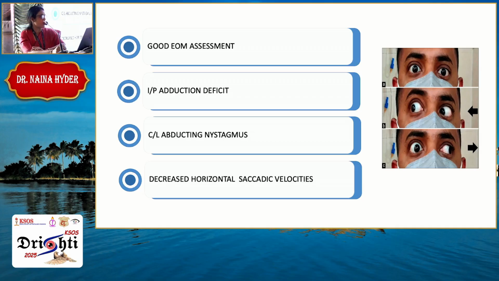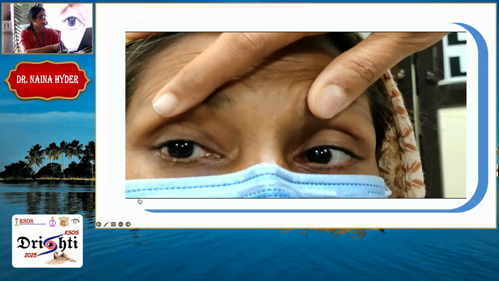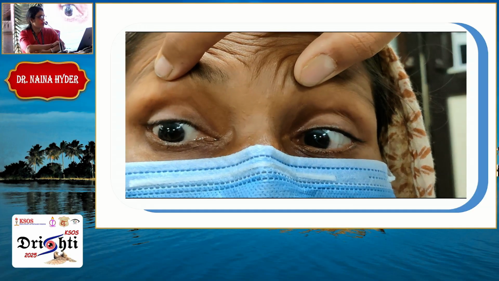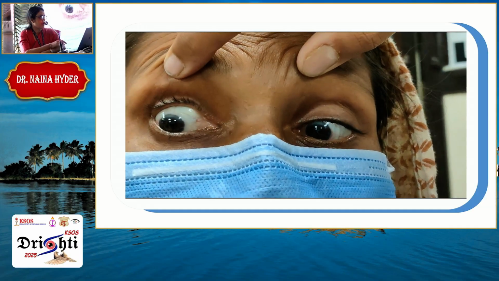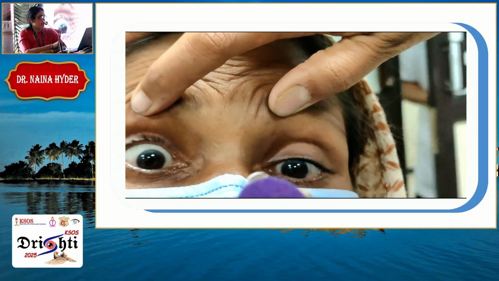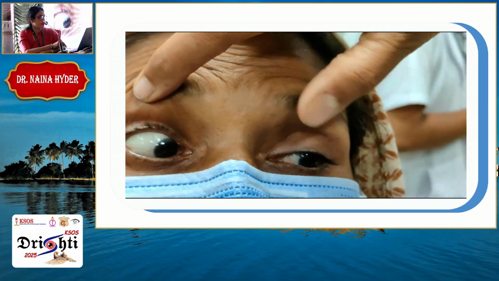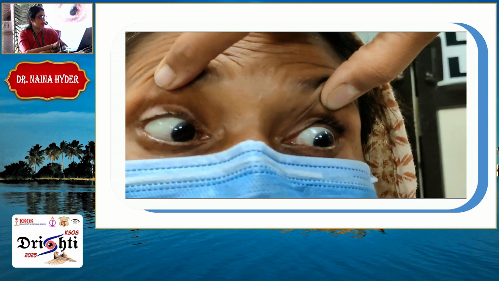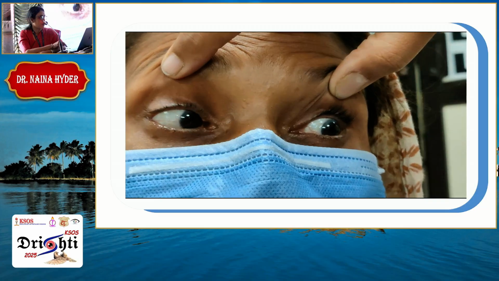So you have to do a good extraocular assessment, and in INO you do get an ipsilateral adduction deficit with a contralateral abducting nystagmus and decreased horizontal saccade velocity. So there's a close-up picture, and you can see the abducting nystagmus on the right side, and you can see a minus one little bit of abduction. Also, this is actually a bilateral INO.